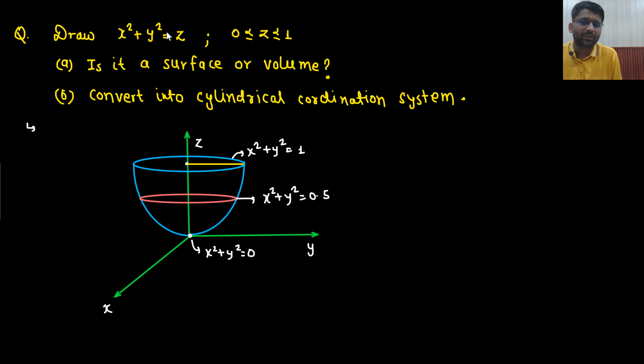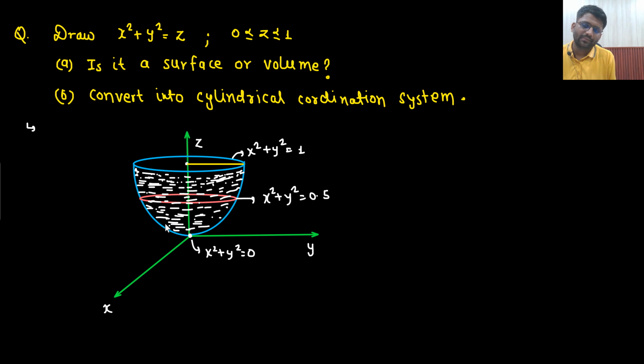If I talk about x square plus y square equals z, that means I am talking about this outer surface only. I am only talking about this outer surface, which is x square plus y square equals z.